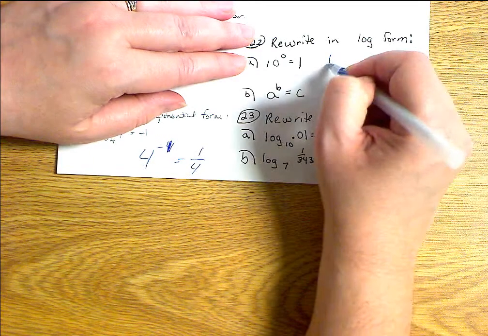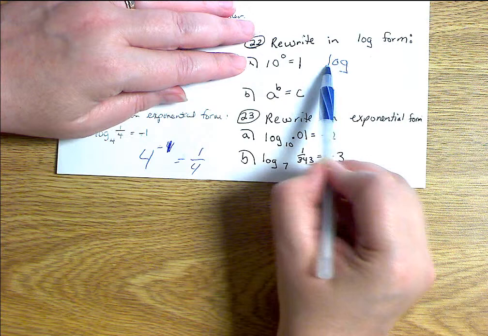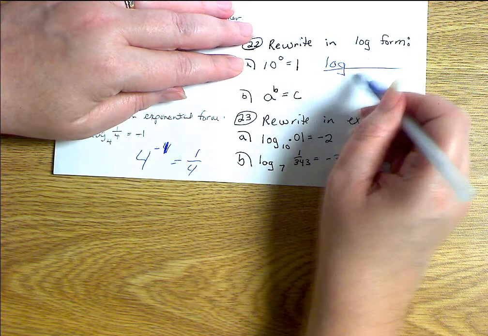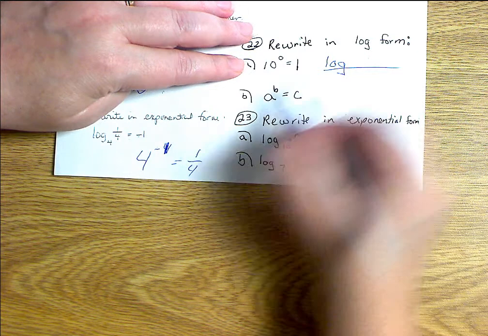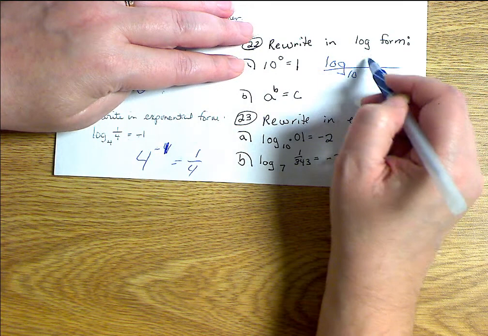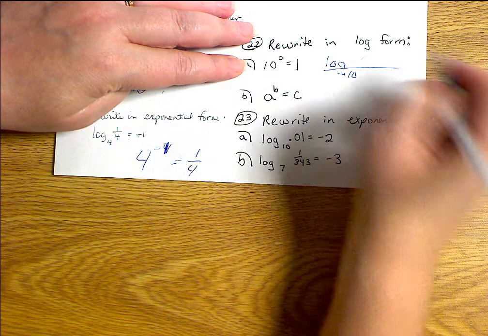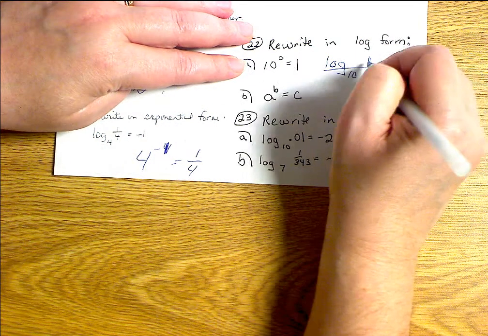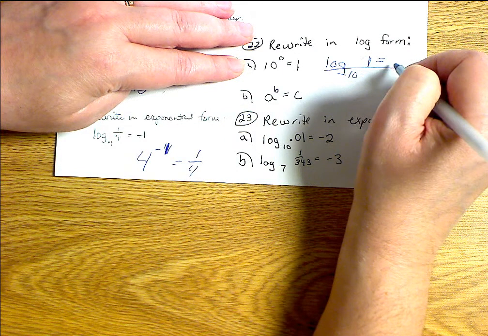Because you said it doesn't make sense, right? Is that what you said? Yeah. So logs, the base goes down here. So what's my base? The 10. Your answer goes here. So what's your answer? 1. Logs are exponents. So what goes here? 0.